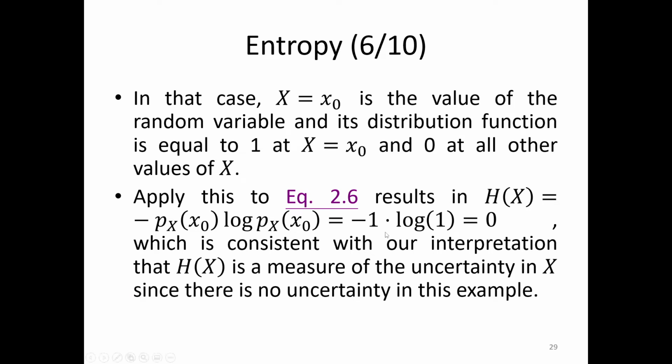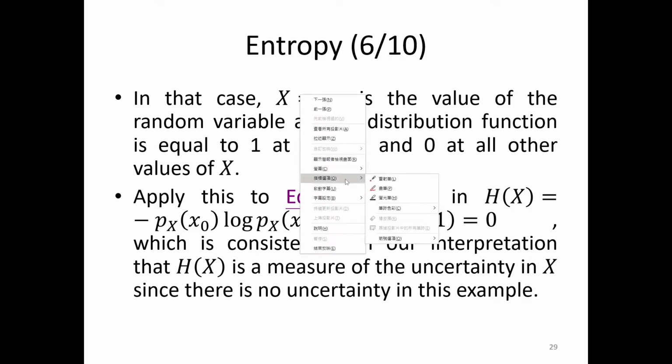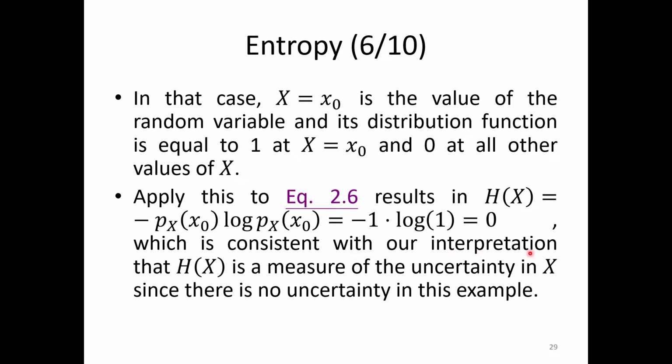Okay, we have calculated that H of X, the entropy of X, is equal to 0, which is consistent with our interpretation that H of X is a measure of the uncertainty in X. Since there is no uncertainty in this example, the uncertainty is equal to 0, or we can say the entropy of X is equal to 0.